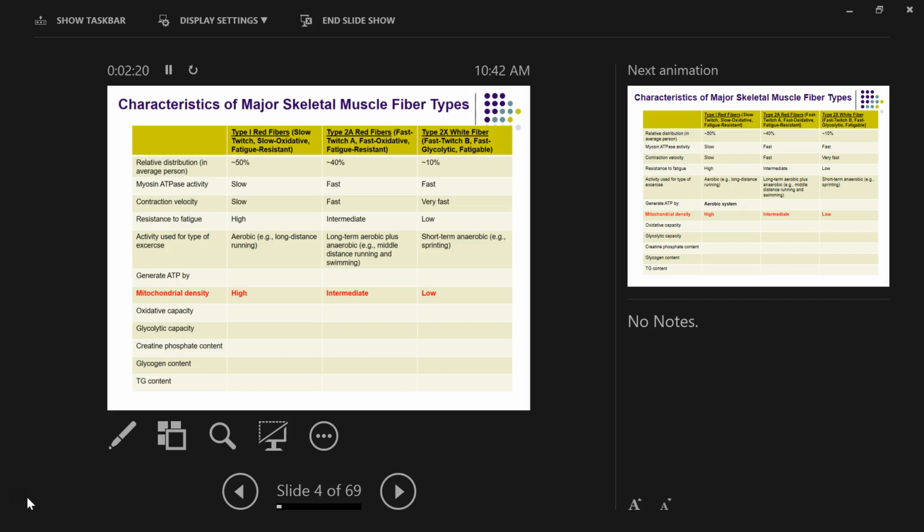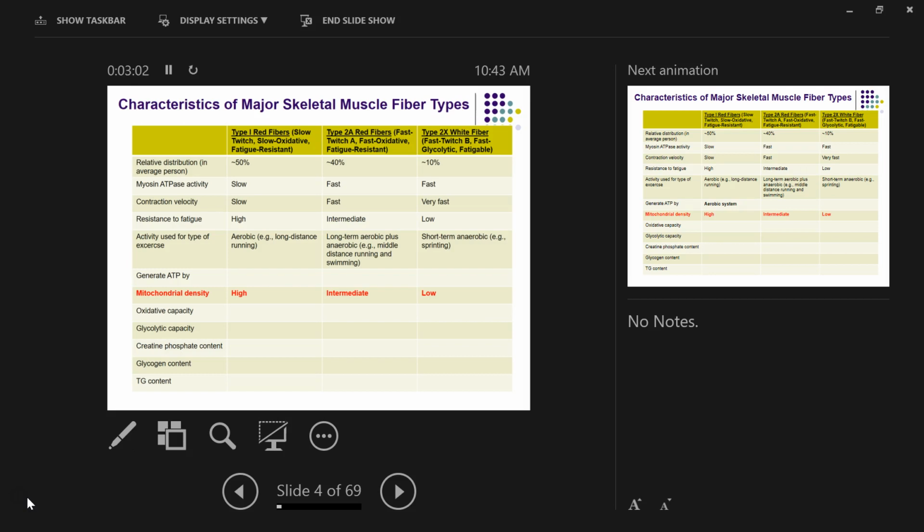So the metabolic characteristics of the major skeletal muscle fibers, right? We actually have different types of fibers in our muscle, and each type of fiber has different metabolic characteristics. That means they have a different content of mitochondria, a different capability of oxidation, and a different amount of stored energy, like glycogen versus triglyceride, everything.